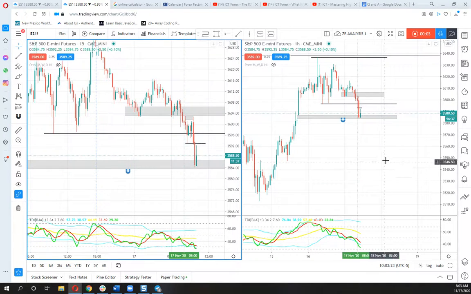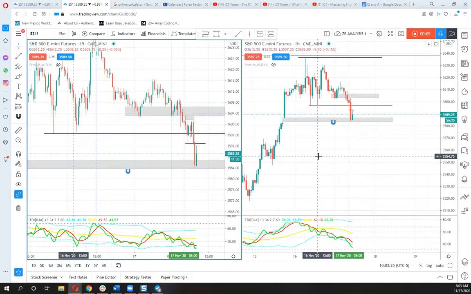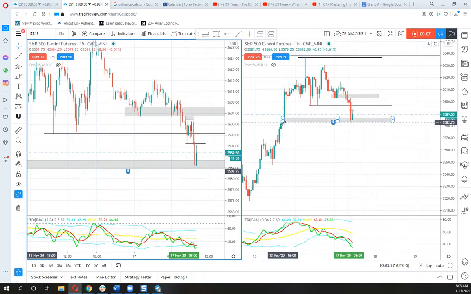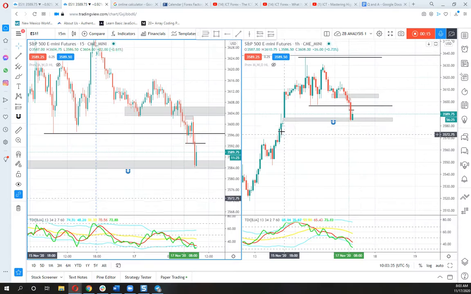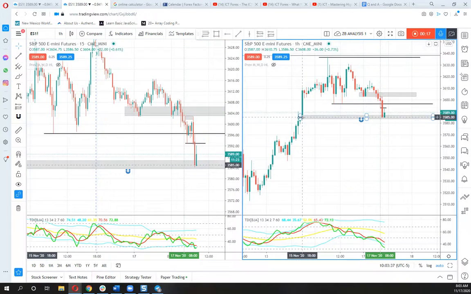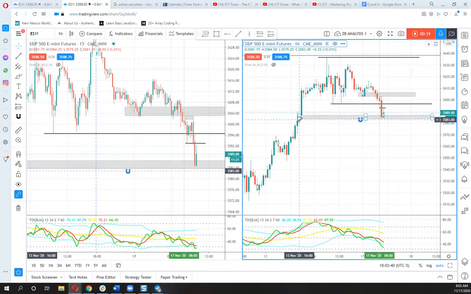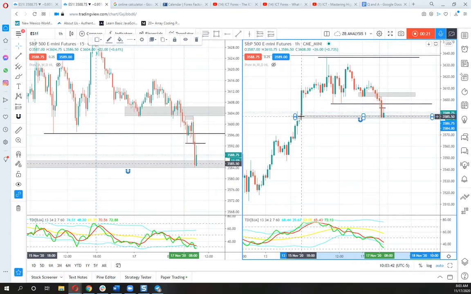So talking about the algorithm, right? Don't worry about it. The market tends to go to some objectives in price action, right? So you can see this gap here. This gap was meant to be filled.